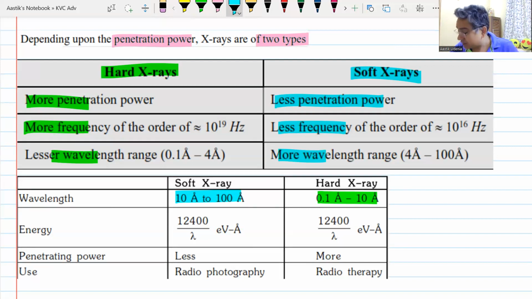Yes, sir. The important thing is the use. Hard X-rays are used in radiotherapy. You might have heard that when someone has cancer, he has to undergo radiotherapy. Hard X-rays are used. For radiography, soft X-rays are used. Do we understand this? Yes, sir. I will give you 2 minutes to note this down.